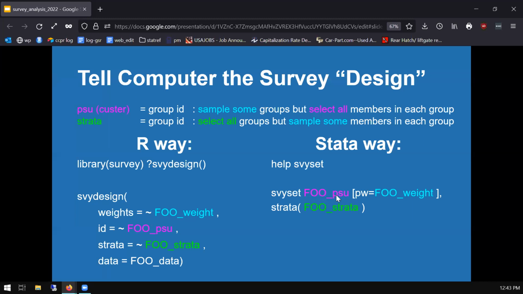The purple is you tell the program if there's any clustering. What group IDs did the data providers use as a cluster group? The green is, you tell the program, are there any strata groups used? And you can see they're pretty similar. It's one line of R, it's one line in Stata. I'll pause there if there's any questions.